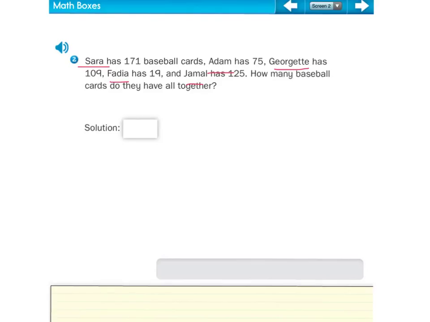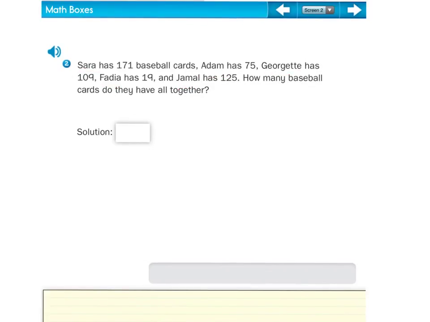Okay, right now, first thing I would suggest that you do is find the question that they're asking you to solve. So in this case, it's going to be how many baseball cards do they have altogether? So go ahead and highlight that. How many baseball cards do they have altogether? Okay, so you now have the question, how many baseball cards do they have altogether, highlighted in your math journal.